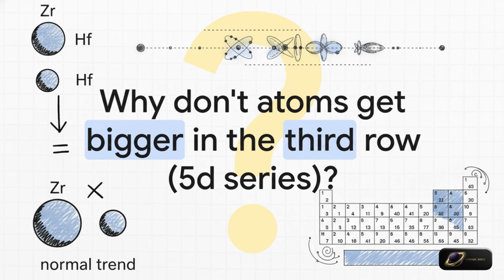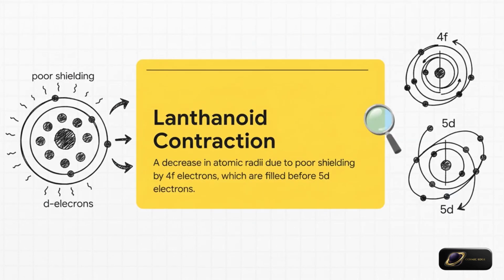So what in the world is going on here? Why don't they get bigger? The answer has this really cool name, the lanthanoid contraction. So here's the story.